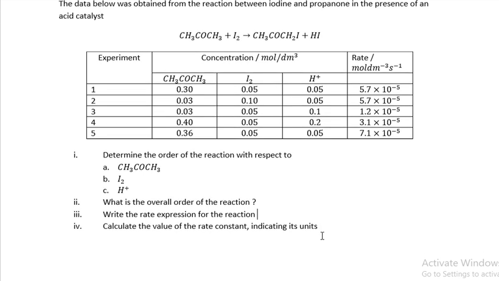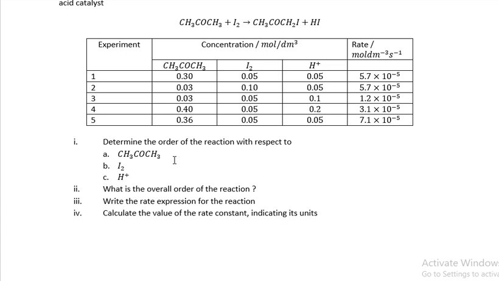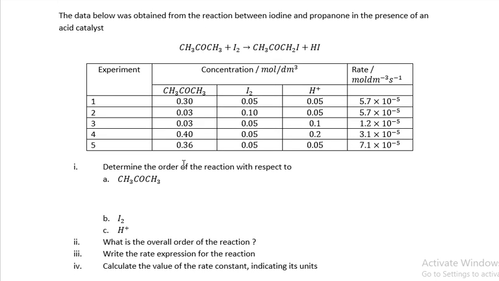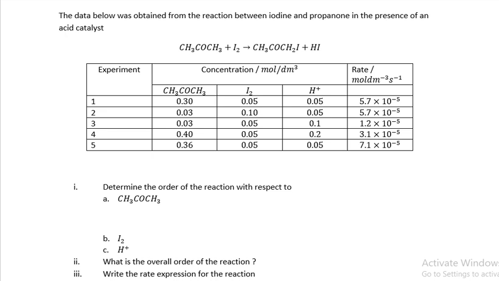Okay, now let's begin. If I want to determine the order of the reaction with respect to the reactants, we call that order the partial order. And then the overall order is just gotten by summing the partial orders. So first of all, I will write down the rate law of this chemical reaction.